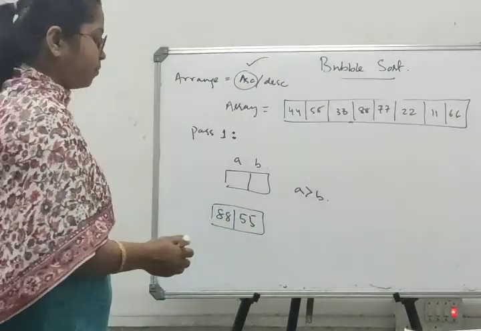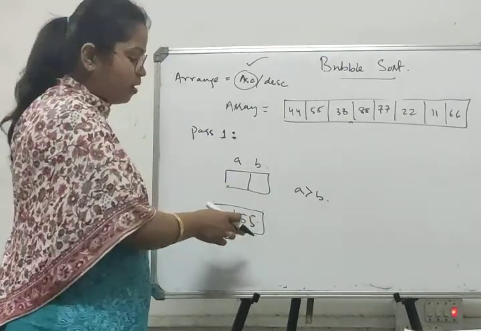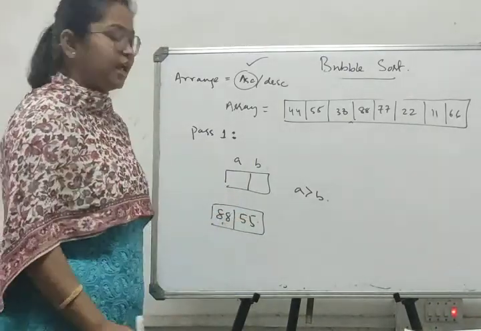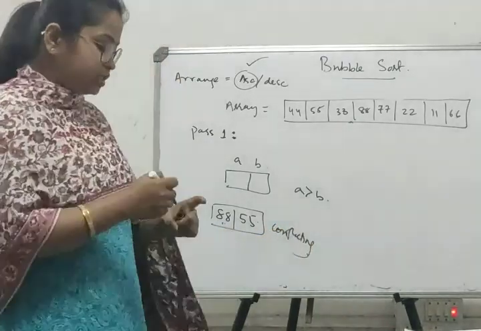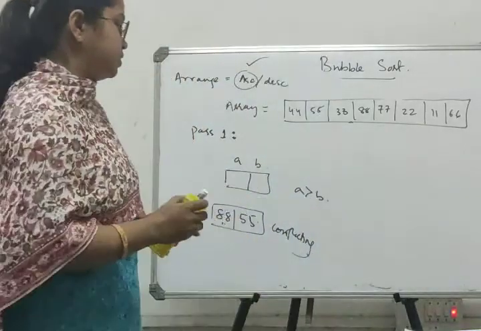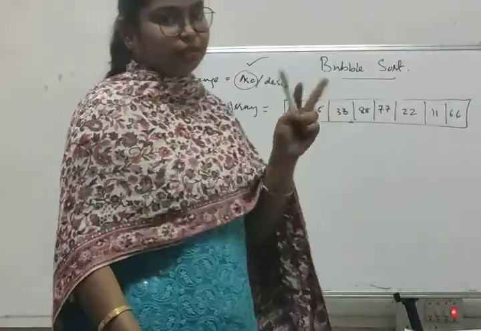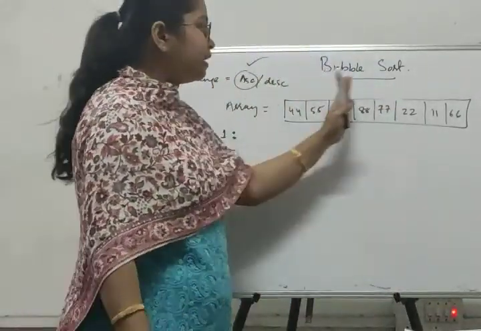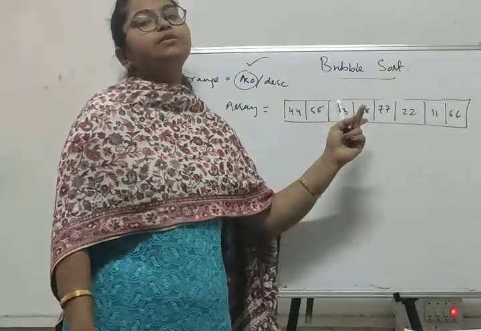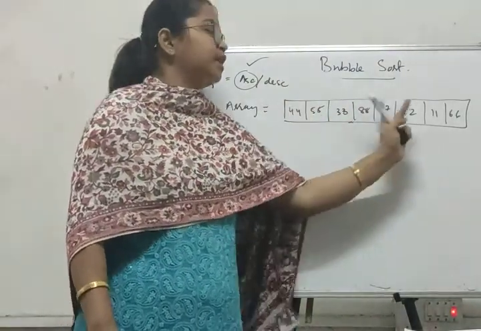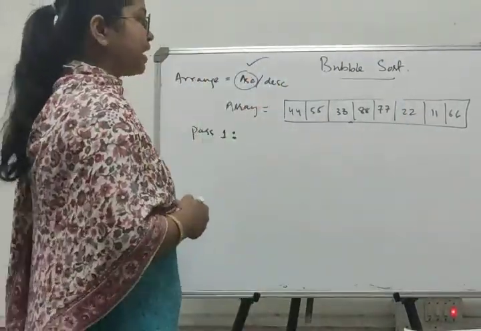You may ask, why ma'am? Because 88 has greater value, so it should come after 55, but it is coming before 55. That's why it is a conflicting pair. Such pairs are called conflicting pairs. In each pass, we resolve a conflicting pair by swapping them. While we scan in each pass, if there is a conflicting pair, we simply exchange it. We exchange all the conflicting pairs coming in the way. So let's see how the scan takes place.